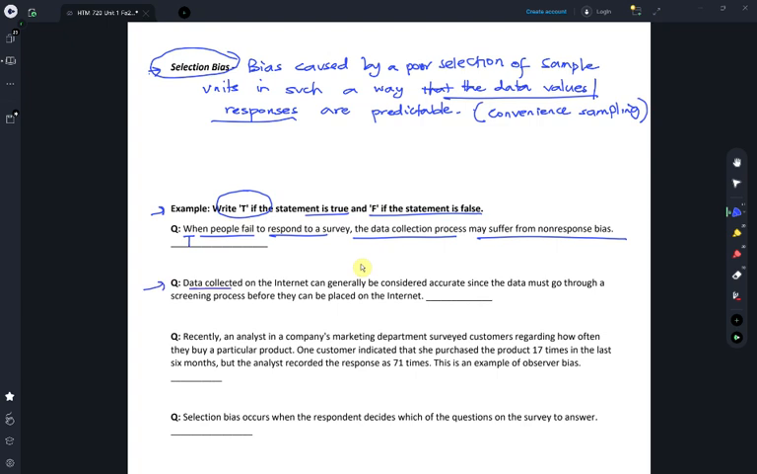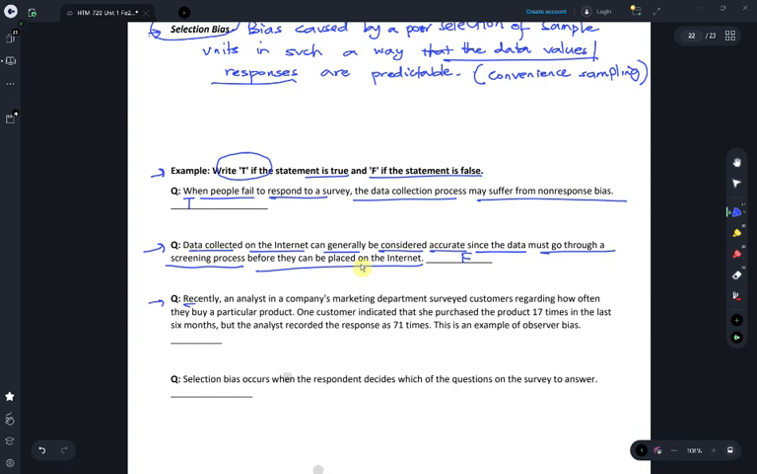Secondly, data collected on the internet can generally be considered accurate since the data must go through a screening process before they are placed on the internet. Well, we definitely know that this is false. Not everything on the internet is necessarily true.